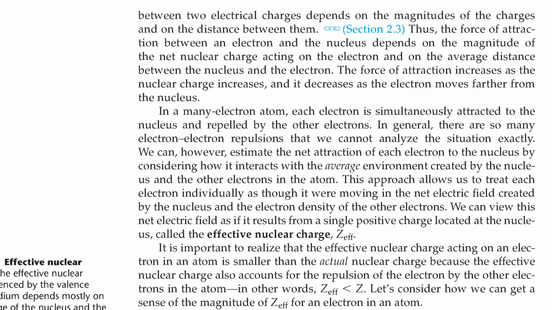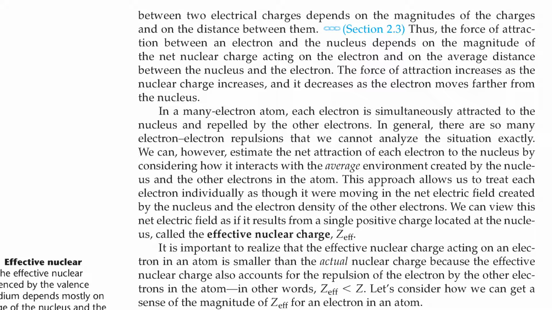In general, there are so many electron-electron repulsions that we can't analyze the situation exactly. We can, however, estimate the net attraction of each electron to the nucleus by considering how it interacts with the average environment created by the nucleus and the other electrons in the atom. This approach lets us treat each electron individually as though it were moving in a net electric field created by the nucleus and the electron density of the other electrons.